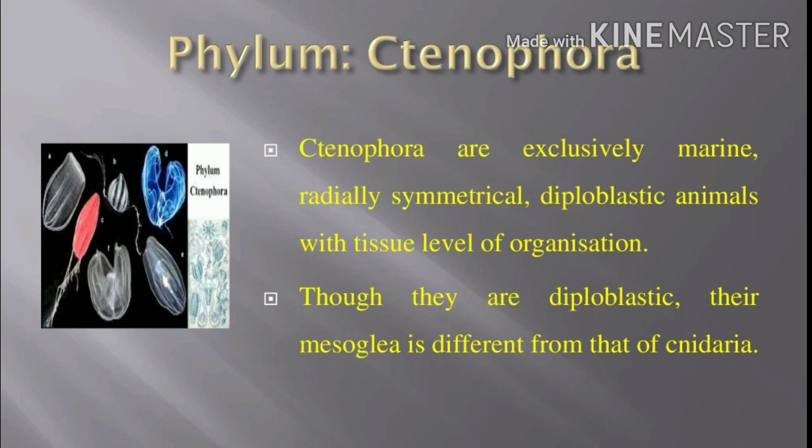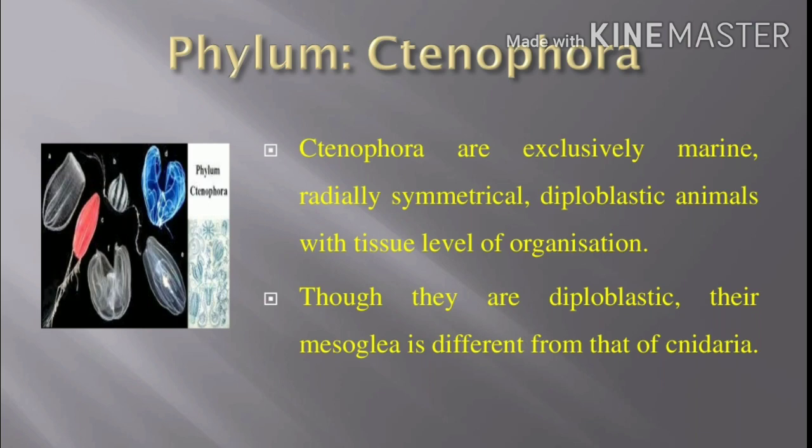The phylum Ctenophora is exclusively marine, and the body is radially symmetrical. So this is also a tissue level. The germ layers are diploblastic, and it has a tissue level of organization. In the last slide, what is the name of the phylum where we studied the tissue level of organization? Yes, that is phylum Cnidaria. Phylum Porifera is a cellular level of organization. Very good. So this is diploblastic.